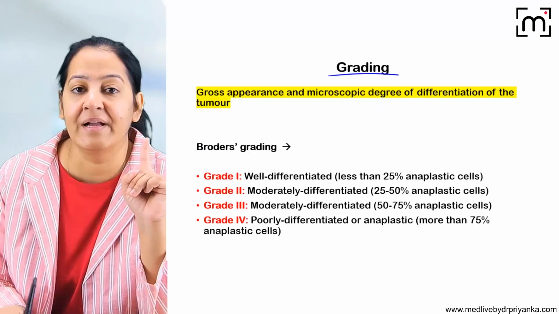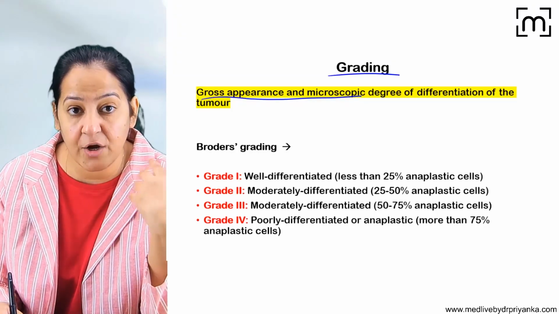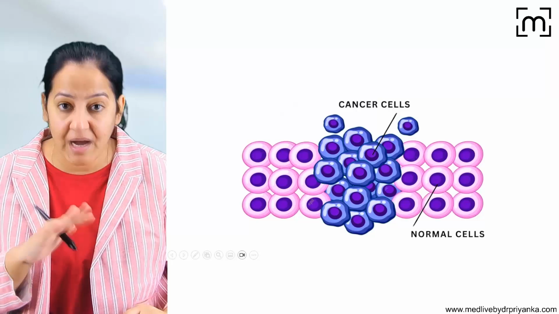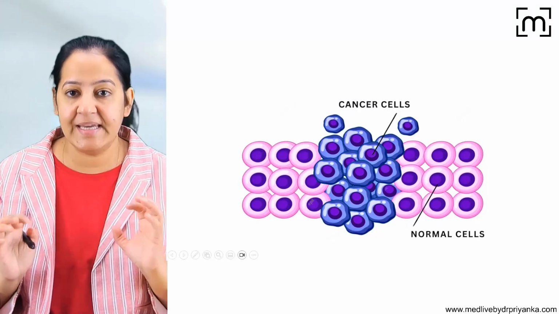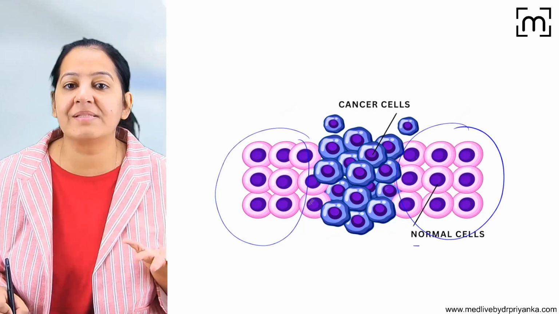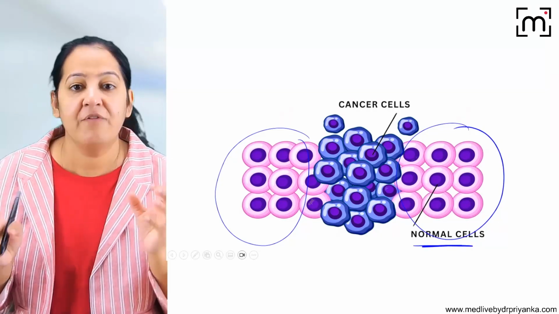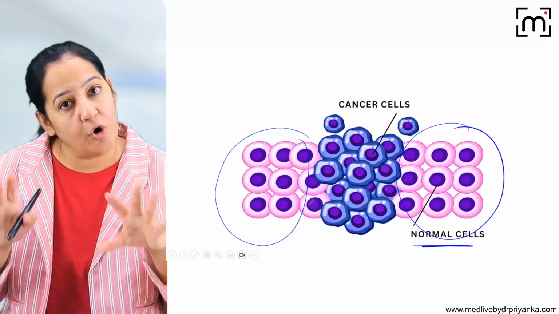Let's start with grading. I told you it is the gross and microscopic degree of differentiation of the tumor cell from the adjacent cell. Now you can see in this diagram the pink cells. Can you see the pink color cells? These are the normal cells of that tissue. For example, if it is breast, the pink cells are the normal breast cells. If it is stomach, pink cells are the normal stomach cells.